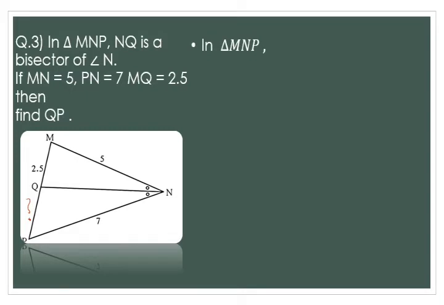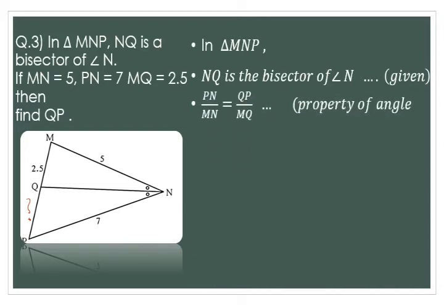First we will write, in triangle MNP. Now what is given in the question? In the question, NQ is a bisector of angle N. It is given, so we will write it in the answer. So NQ is the bisector of angle N. Now we will use the property of the angle bisector of a triangle. By the property of the angle bisector of a triangle we can write PN upon MN is equal to QP upon MQ.